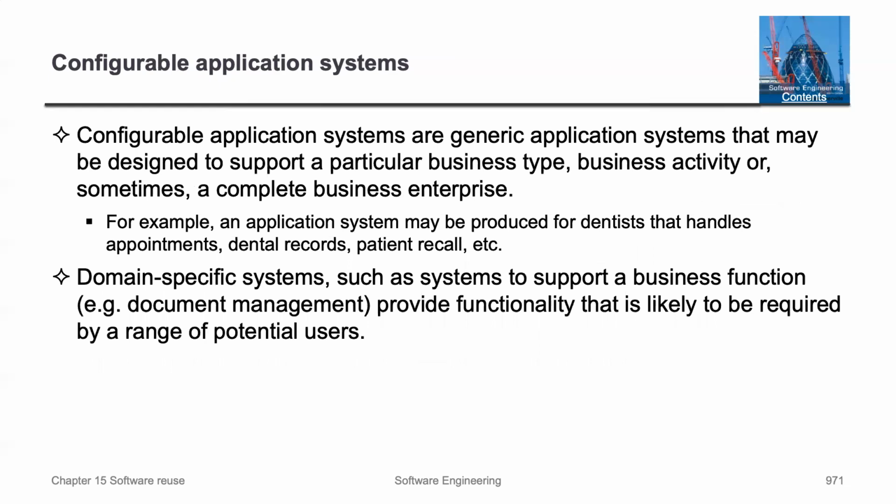Configurable application systems are generic application systems that may be designed to support a particular business type, business activity, or sometimes a complete business enterprise. For domain specific systems, such as systems to support a business function like document management, you provide functionality that is likely to be required by a range of potential users.